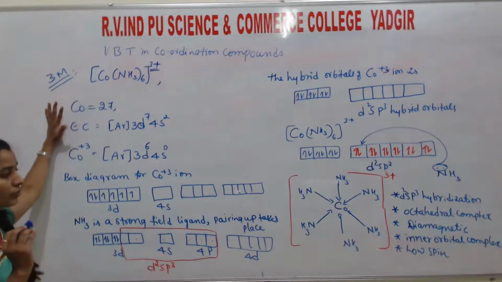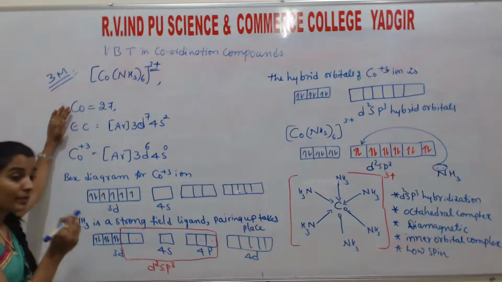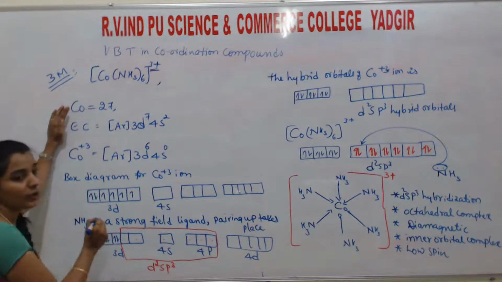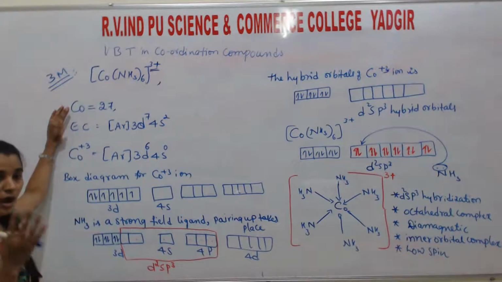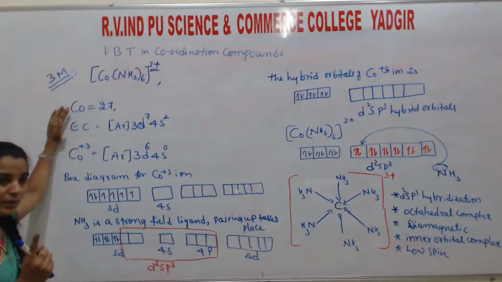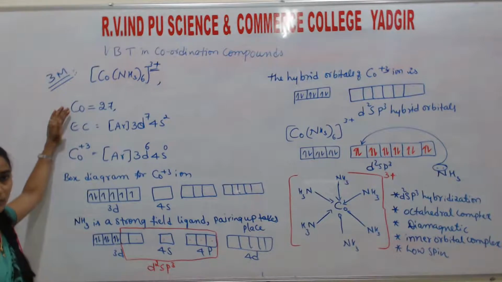Step by step you have to write. Why I am telling you again and again is, there may be a chance of getting only this compound as a question. As I told you, among 4 compounds, one is compulsory. This may be the question. Okay? Understood?